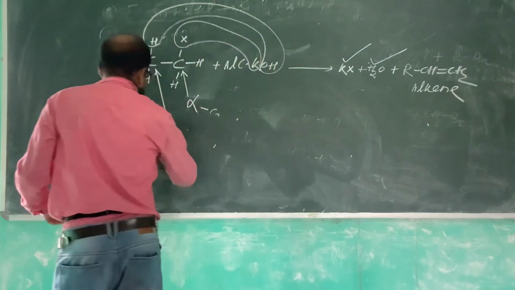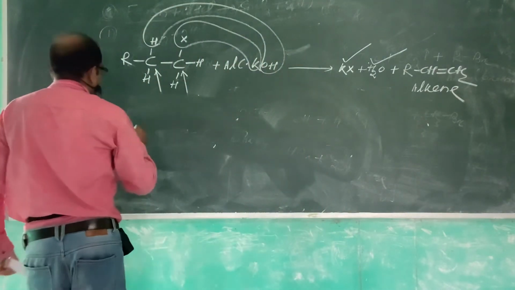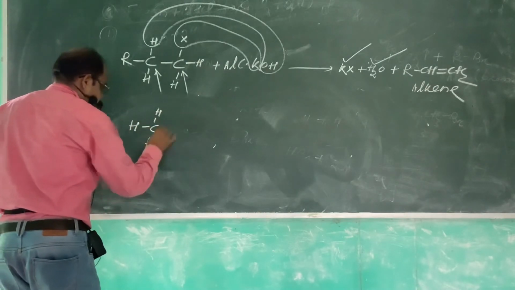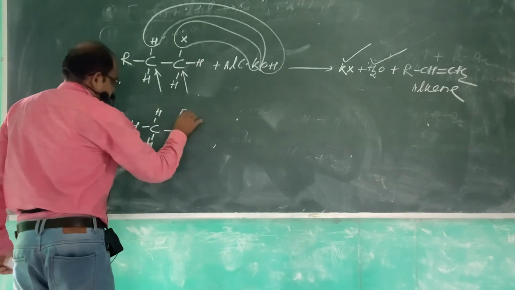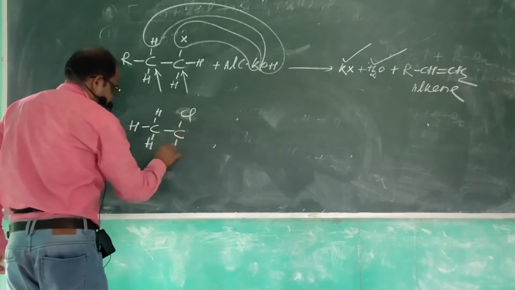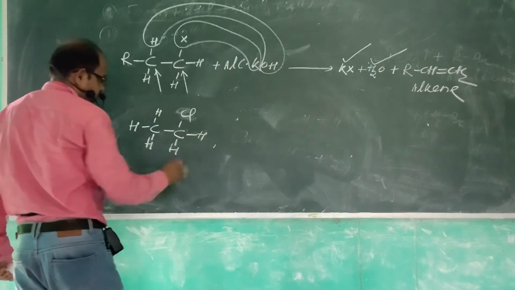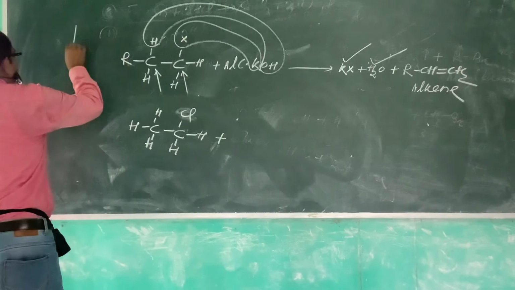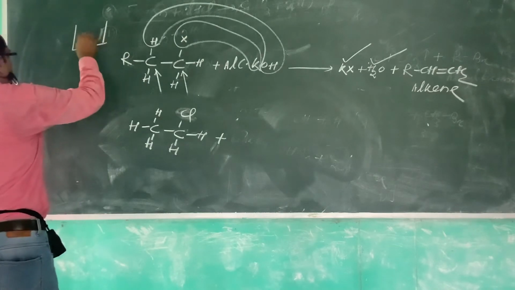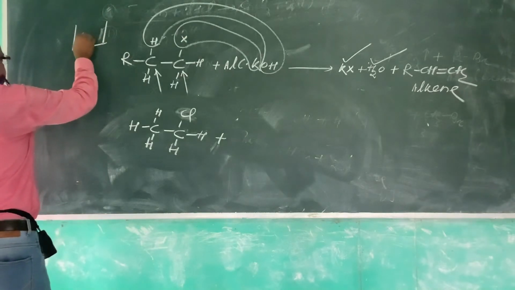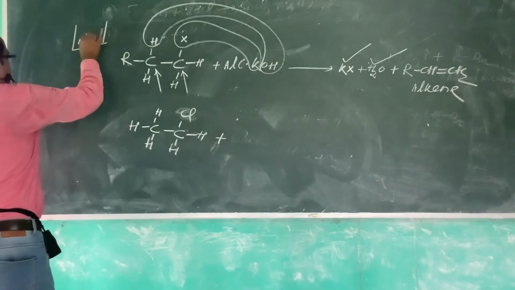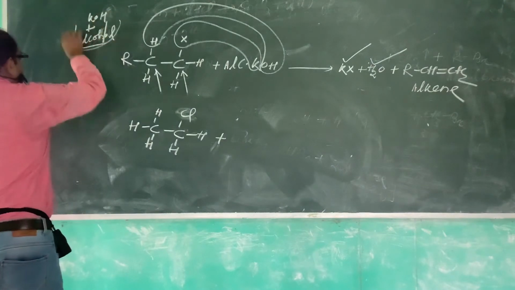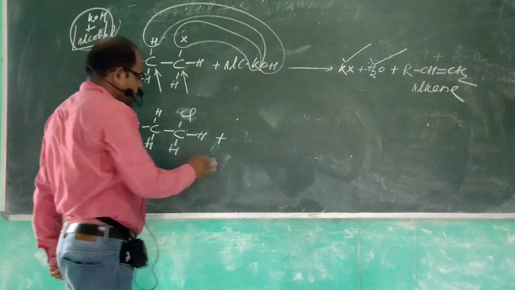Let us consider a reaction of ethyl chloride with alcoholic KOH. Alcoholic KOH means it is a solution of alcohol and potassium hydroxide. This solution is called an alcoholic solution.